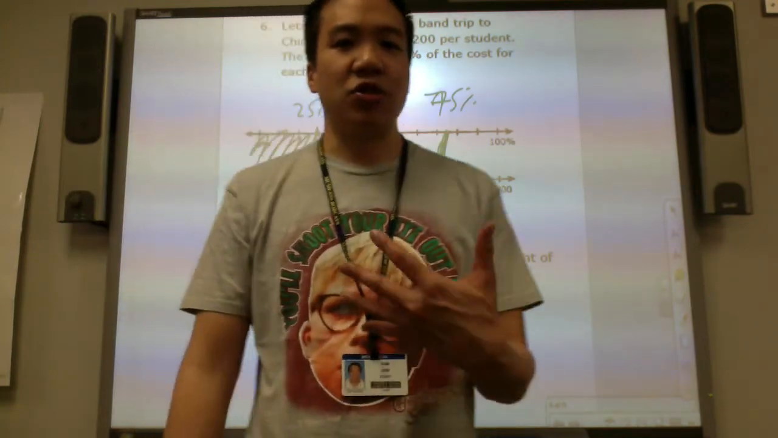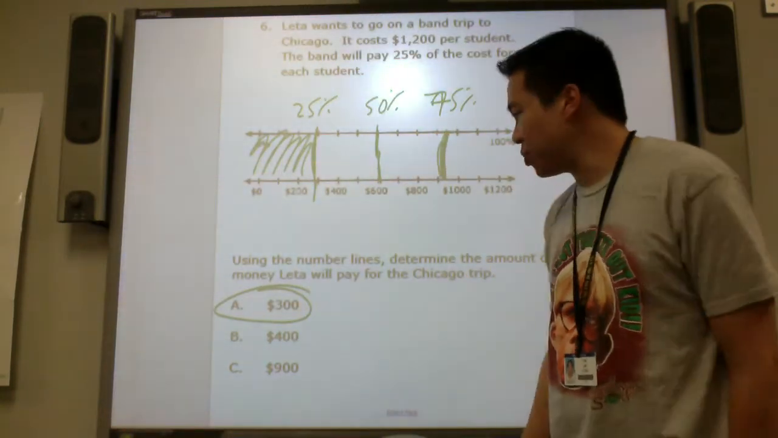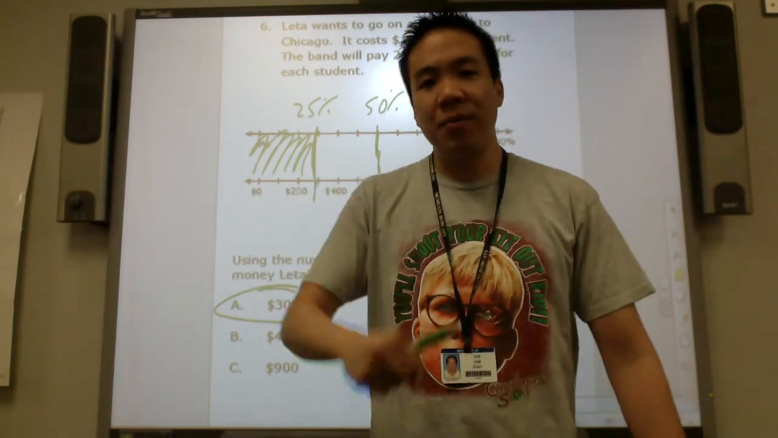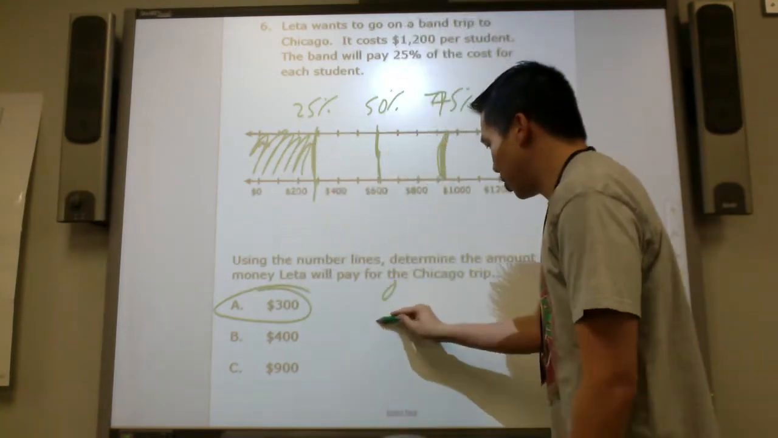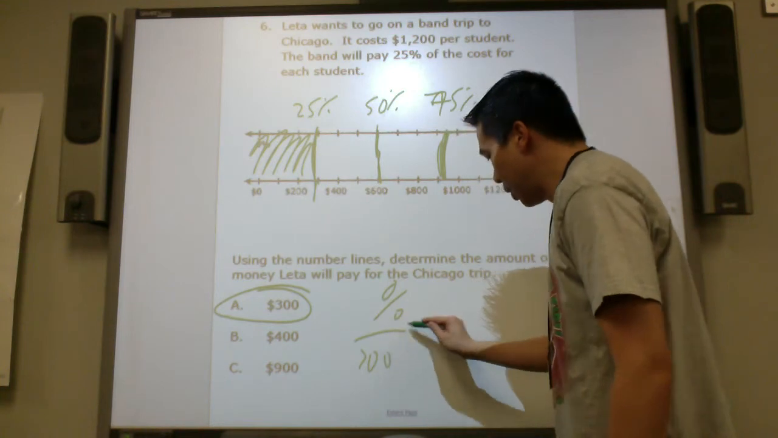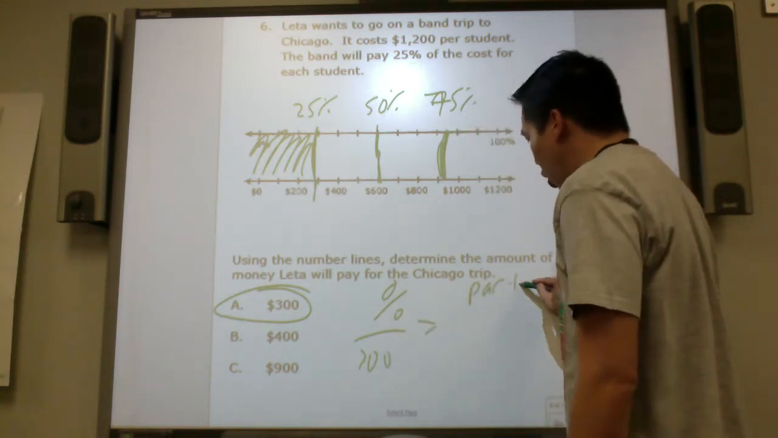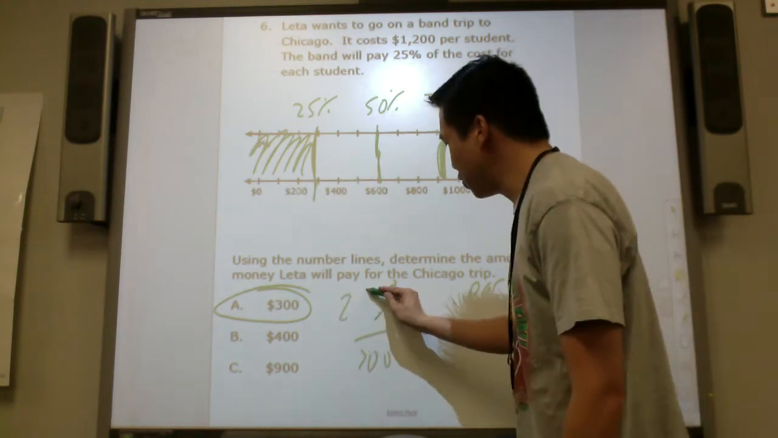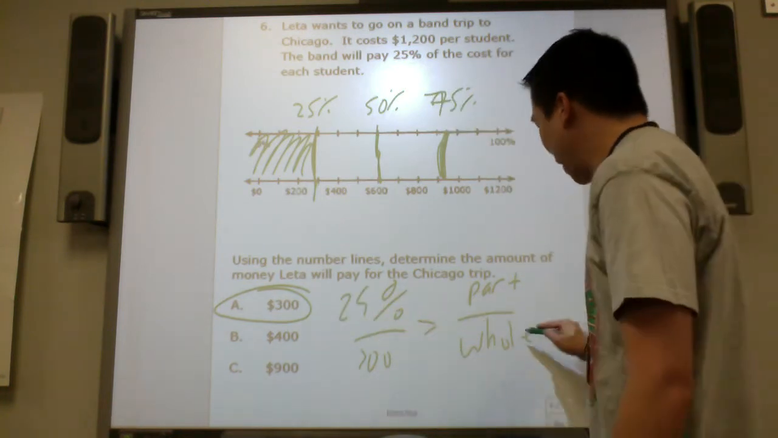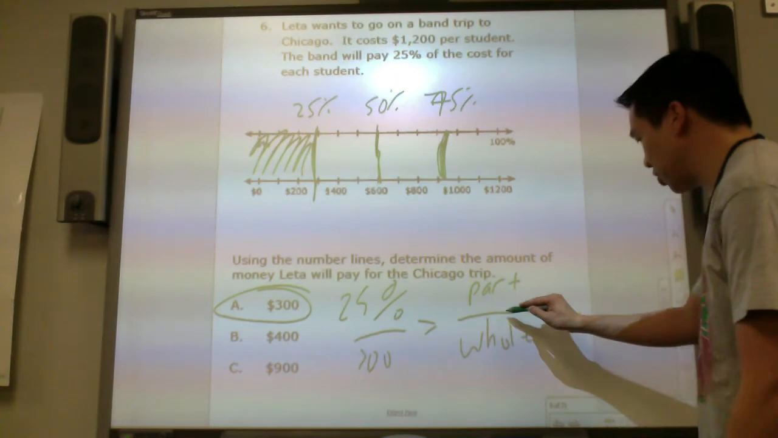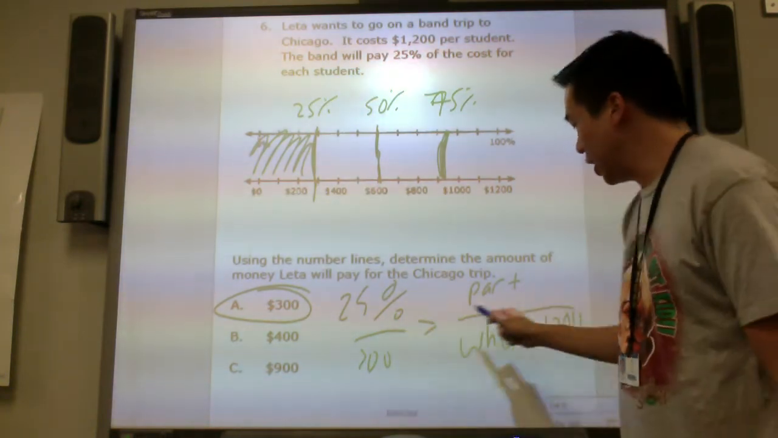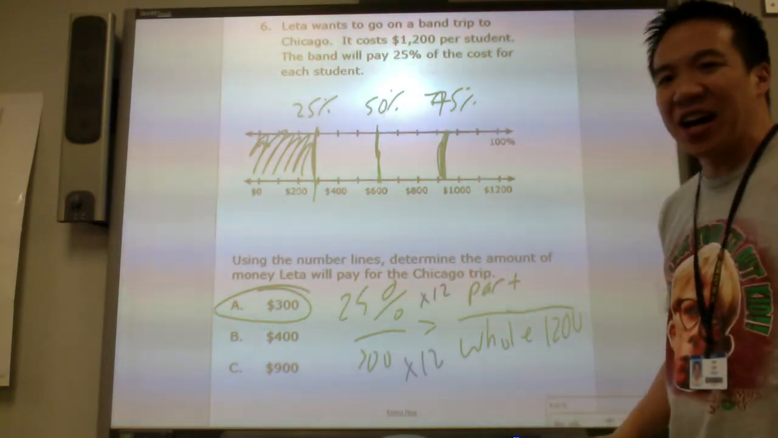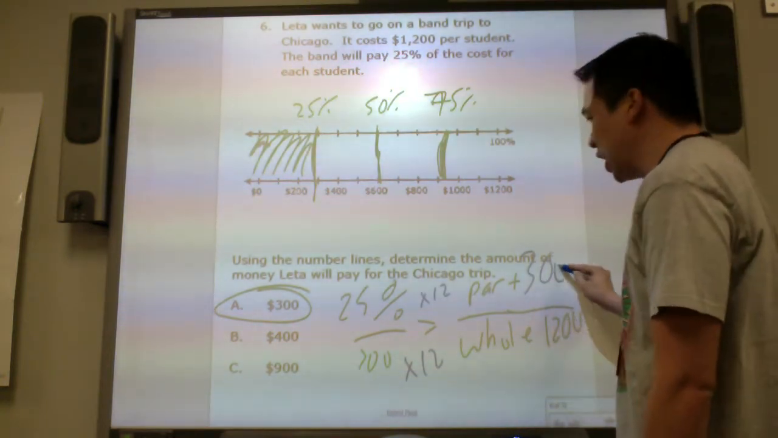I had other kids who said, I don't like using these. Can I use the percent proportion? Remember, it's part to whole, as percent per 100. So 25% is how much the band will pay, for 1,200 as the total cost. Can you build it up from 100 to 1,200? Build it up by 12. 25 times 12 is $300.